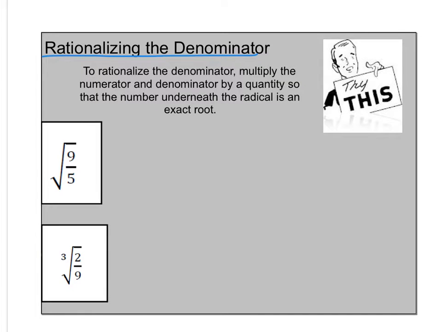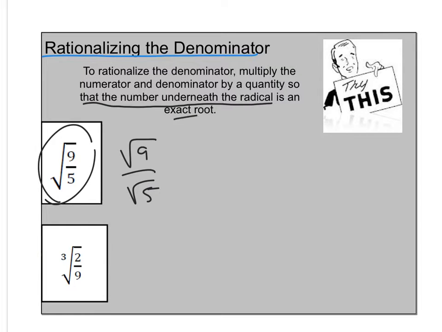Rationalizing the denominator, I say this quite a bit when kids get into this unit. Rationalizing is going to be multiplying by 1. So if I take the square root of 9/5, what I want to do first is separate it to the square root of 9 over the square root of 5. Then I'm going to multiply both the top and bottom by the bottom, so I multiply by the square root of 5 over the square root of 5.